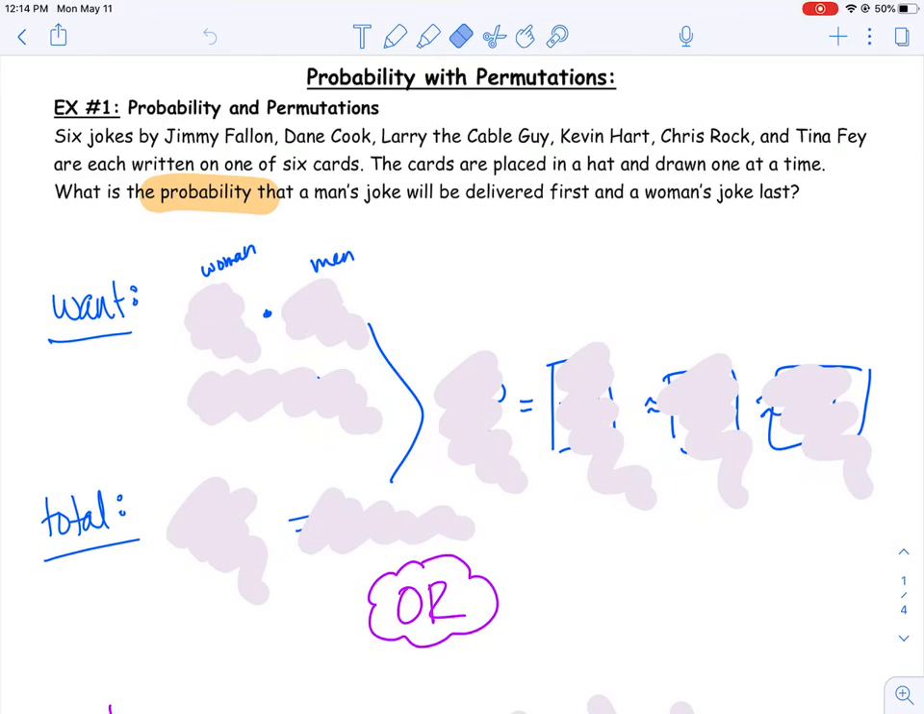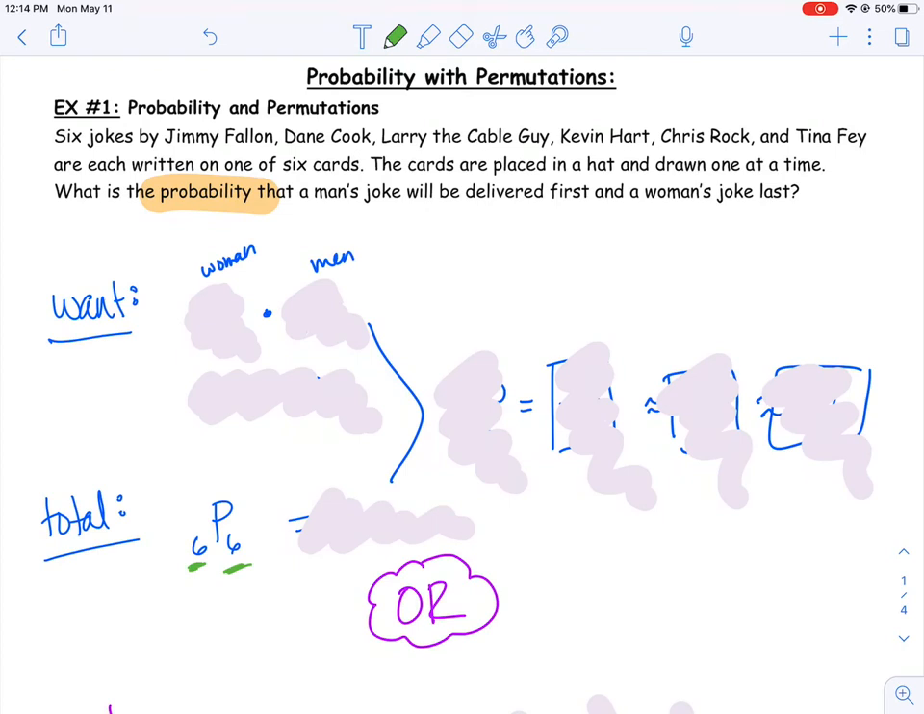Ignoring the men, ignoring the women, just thinking about the 6 different cards in the hat. How many ways can I pick the 6 different cards? Well, because this is a permutation, I should be able to set up a permutation formula. I've got 6 total cards, and eventually I want to pick all 6 of them. Yes, I'm going to pick one at a time. But I have 6 total cards, and I'm going to pick all 6 of them eventually. And because order matters and could make a difference in the outcome, I know this is a permutation.